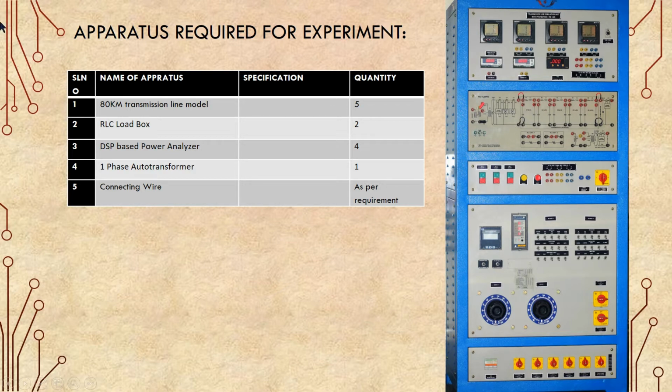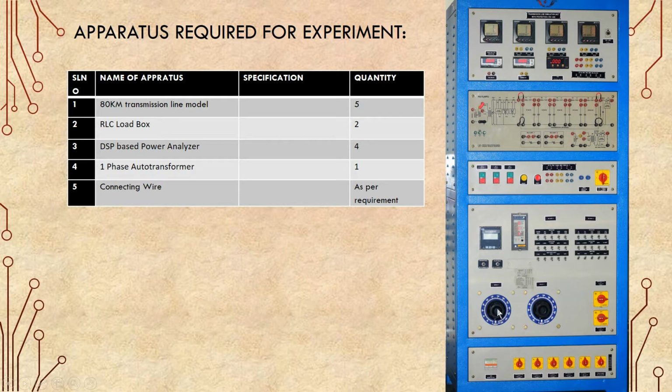Then we need an RLC load box. These are RLC load box 1 and RLC load box 2, and these are the switches of RLC load box 1, and this is the switch of RLC load box 2. Here we will control each R, L and C value, and here we have to use the terminals of the RLC. And we need a DSP based power analyzer. This black box is nothing but the power analyzer.